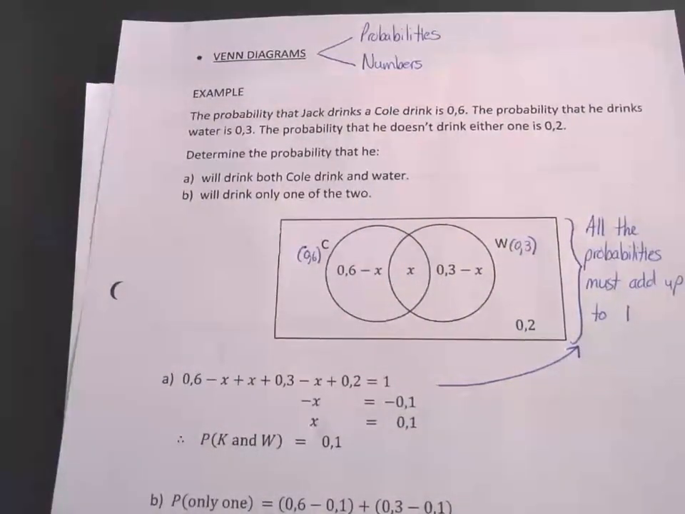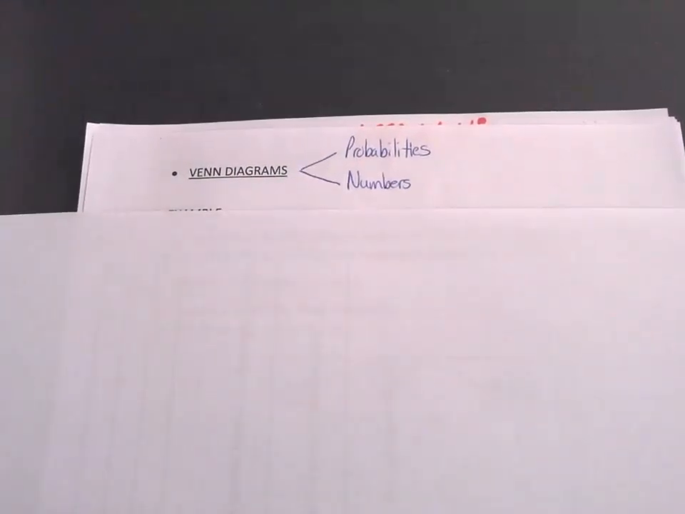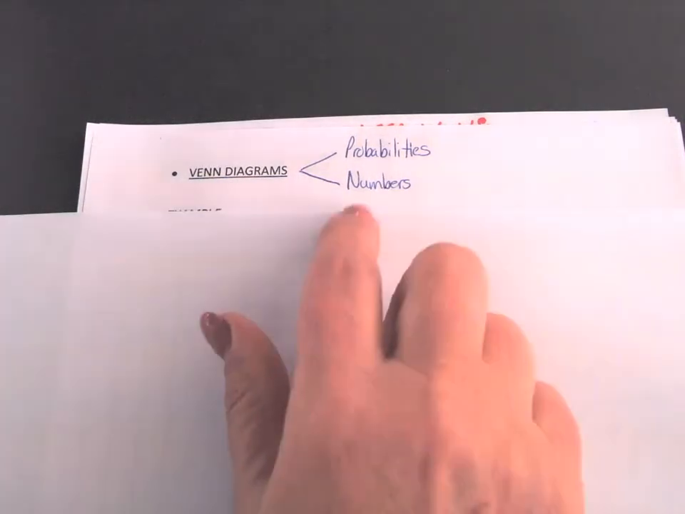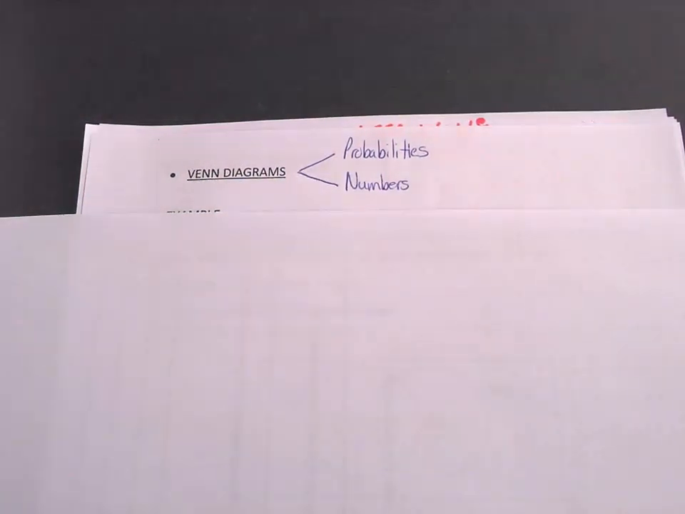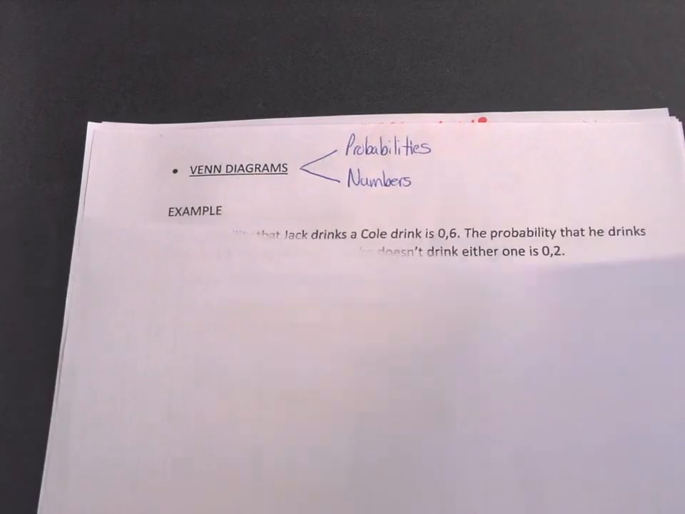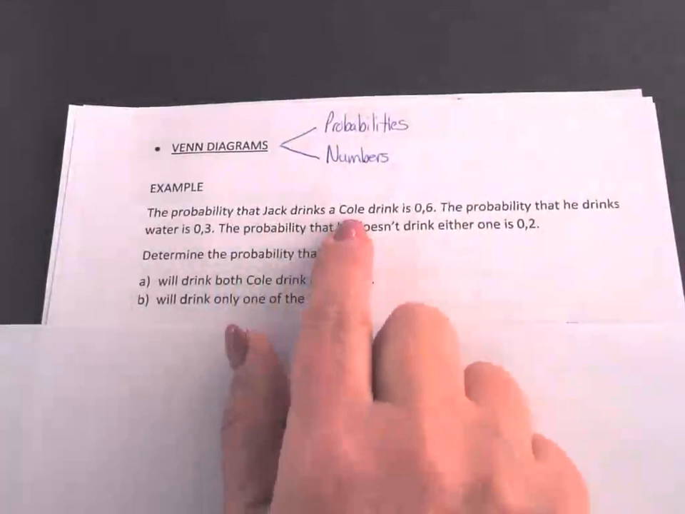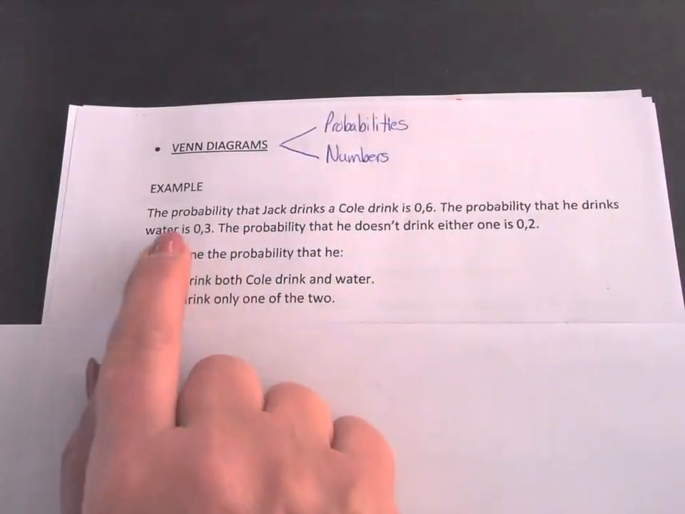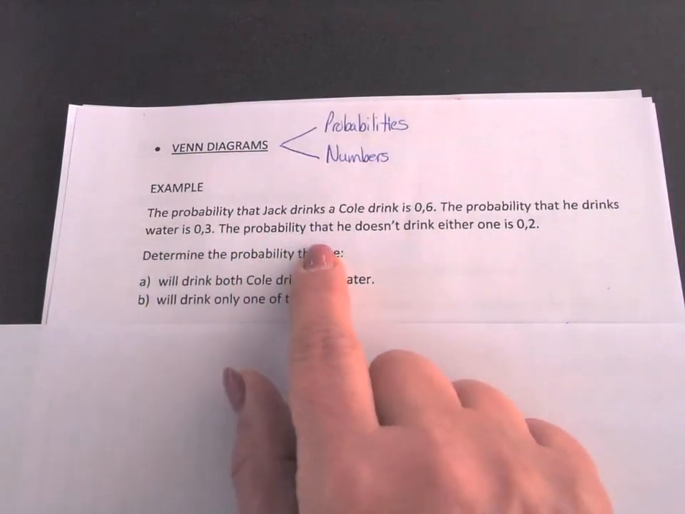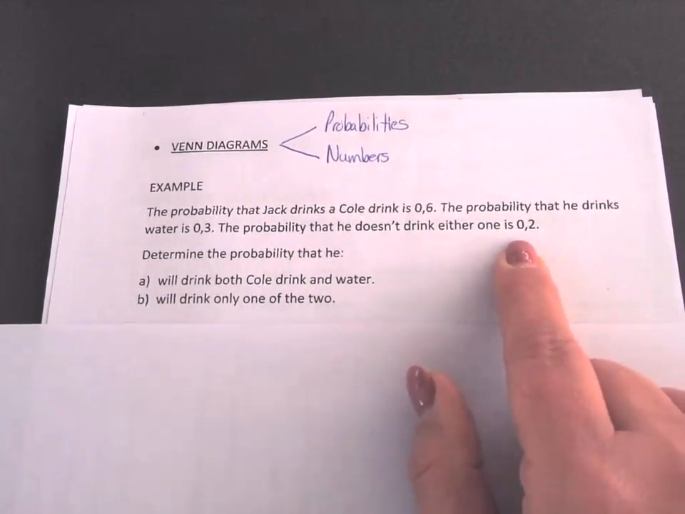Good. Venn diagrams. There are two types of Venn diagrams. I can give you probabilities that you have to put in the Venn diagram, or I can give you numbers. The first example that we are going to do is probabilities. The probability that Jack drinks a cold drink is 0.6. The probability that he drinks water is 0.3. The probability that he doesn't drink either one is 0.2.